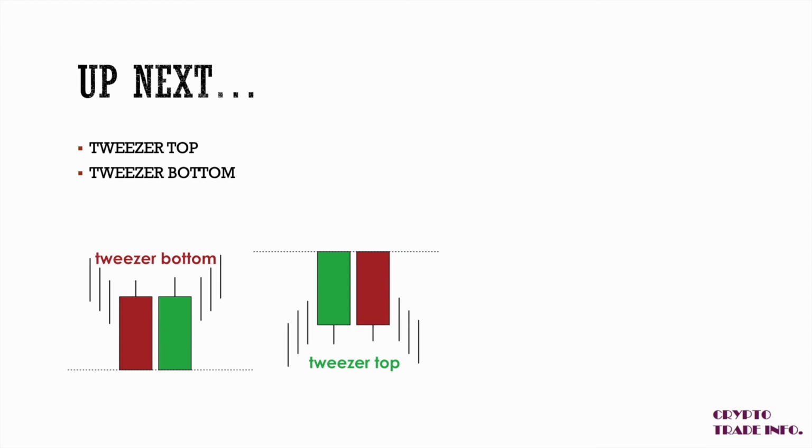So up next we'll be talking about tweezer top and tweezer bottom. These are other candlestick patterns that have to do with a combination of candlesticks. The tweezer bottom and tweezer top, you can see these are a combination of two candlesticks to make up a candlestick pattern. That will be in our next video.